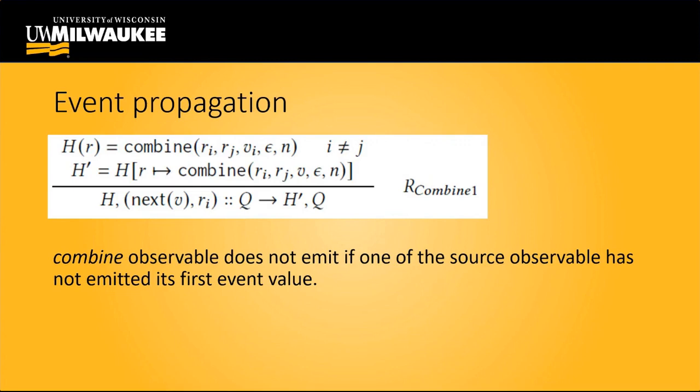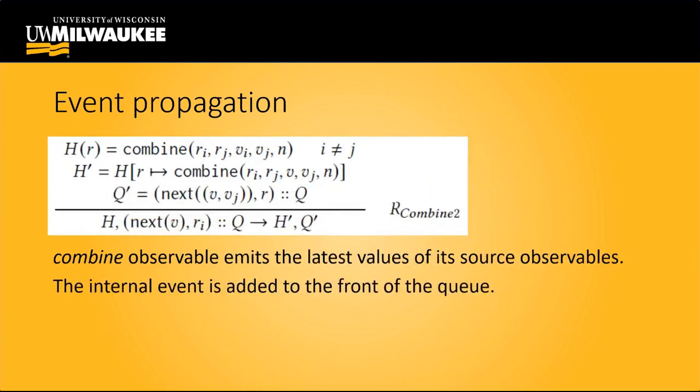Note that the rule matches the recipient of the event on the top of the queue with the source observable of the combined observable. In implementation, this is handled by callbacks or promises.